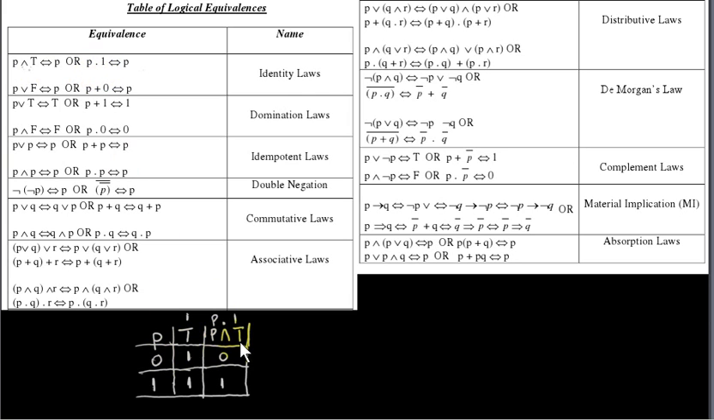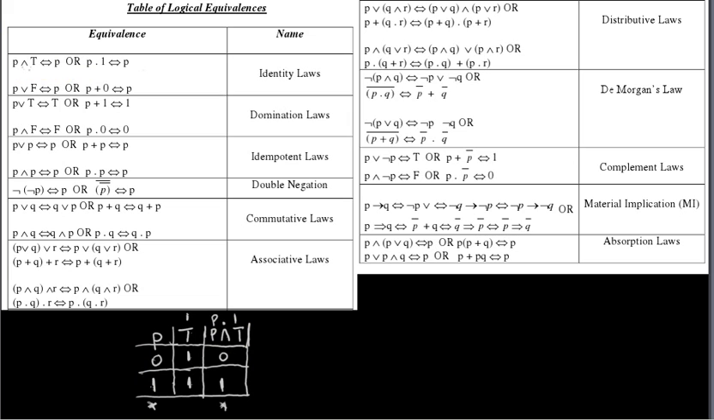Now P and T is true only when both P and T are 1s. So when P is 1 and T is 1, then P and T is a 1. Otherwise it's 0. You can see that this column here is equivalent to this column here. So P is logically equivalent to P and T. This double arrow means logically equivalent. So P and T is equivalent to P.